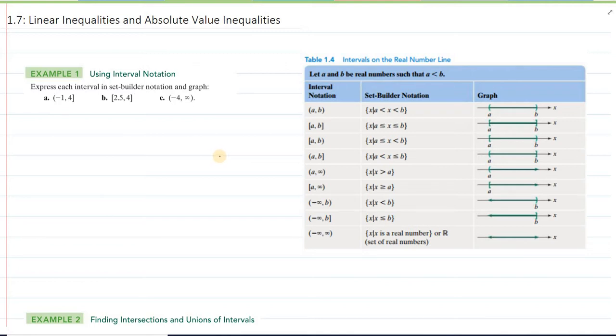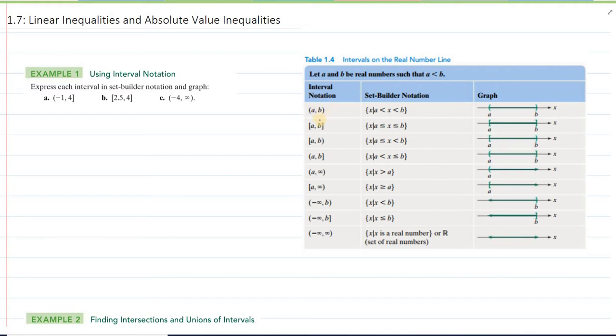Hello guys, today we're going to study 1.7 linear inequalities and absolute value inequalities. Before we start example 1, let's take a look at the interval notation form. Maybe this is new for you. You can feel free to pause this video and take a look at this table. I'm going to explain a couple of them.